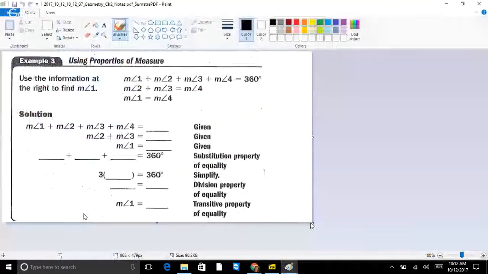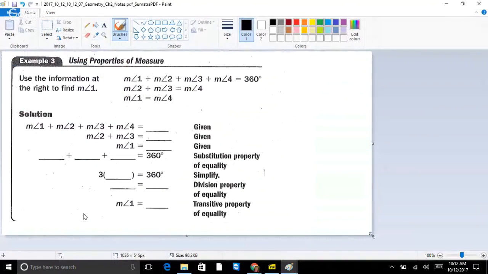This gives you a framework of the type of work that we'll be working on in this section. It says, use the information at the right to find the measure of angle 1. All right, so we have three pieces of information that are given. The measure of angle 1 plus the measure of angle 2 plus the measure of angle 3 plus the measure of angle 4 equals 360 degrees. We know that the measure of angle 2 plus the measure of angle 3 equals the measure of angle 4. And we know that the measure of angle 1 is equal to the measure of angle 4.